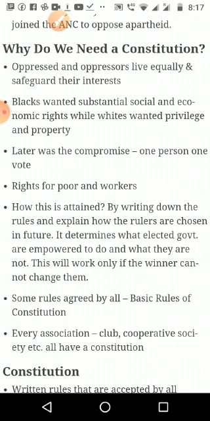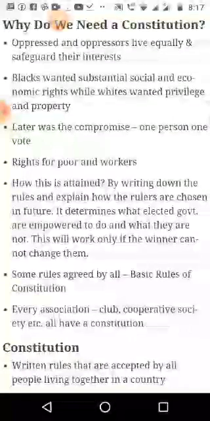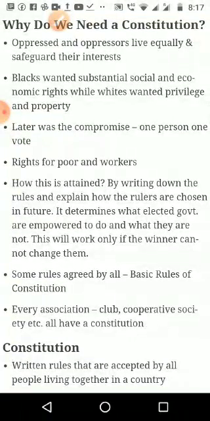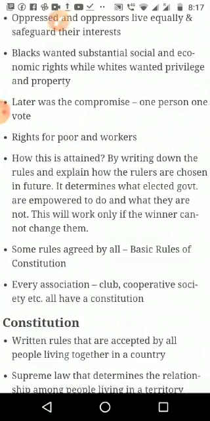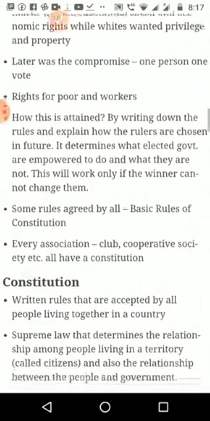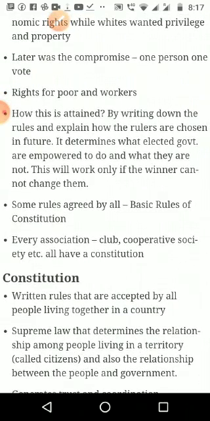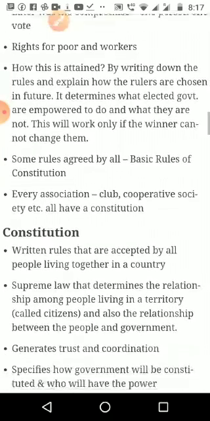Okay, let us see. Oppressed and oppressors live equally and safeguard their interests. Blacks wanted substantial social and economic rights, while whites wanted privilege and property. That is related to the South African constitution situation. That's why later it comprised one person, one vote, and rights for the poor and the workers.